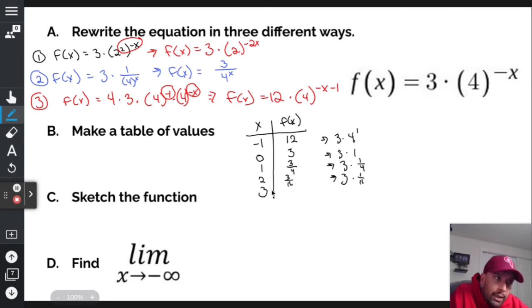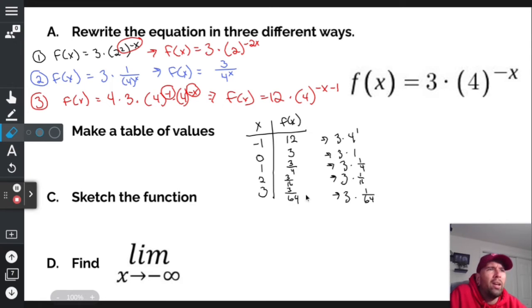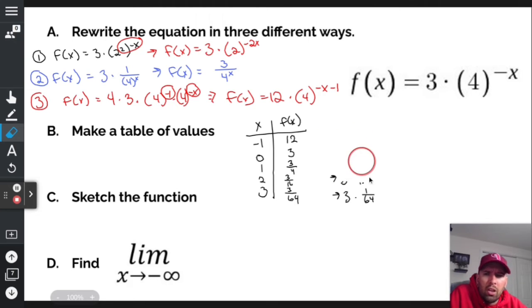If I were to do 3, that would be 3 times 1 over 4 to the 3rd, which is 3 times 1 over 64. So 3/64. And you can see this is why I'm not going to go crazy coming up with a bunch of numbers, because 3 over 64 is like 0.01-ish, 0.02 maybe. That's basically 0. So we know what's going to happen, and this takes us to part C, sketch the function.